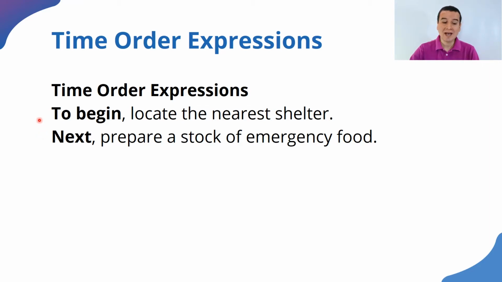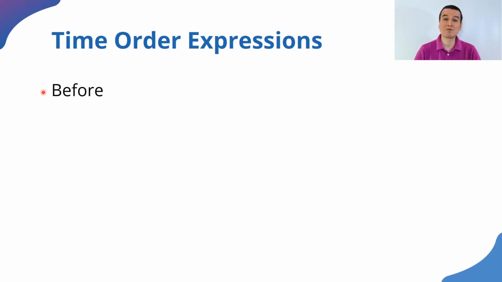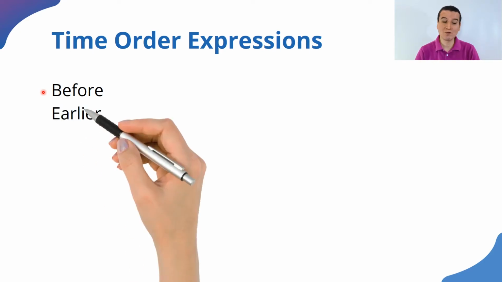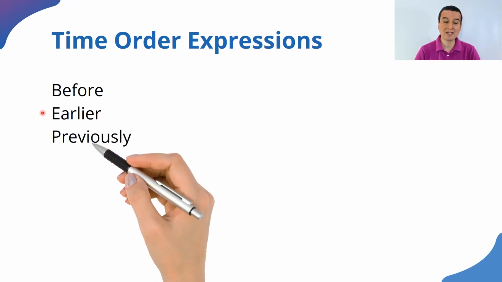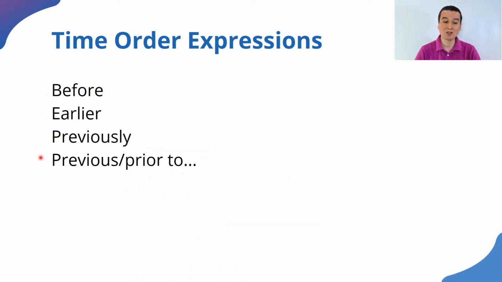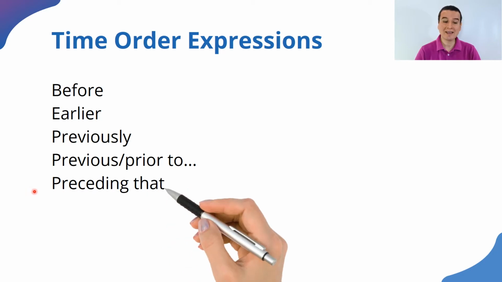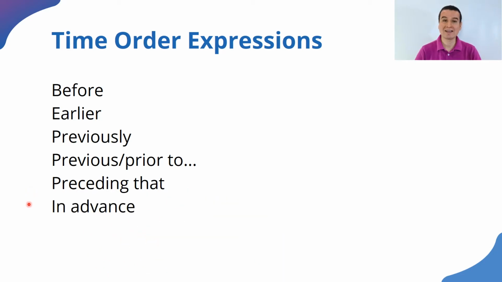All right? I have a very good list of expressions that you can use to indicate when a person should do something. So here they are. To talk about what happens before the sequence, you could say before or earlier, previously, or previous to, prior to, or preceding that, or in advance. When before you start doing something, you can use those expressions.